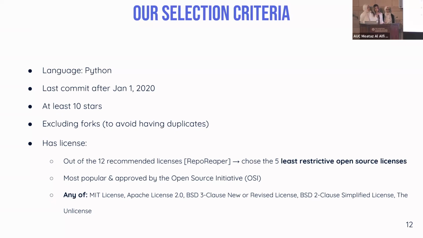So this is our selection criteria for the repos. First, all of our repositories use the Python language. They're all updated after Jan 1st, 2020 to avoid having any outdated APIs in the code. They have at least 10 stars. We excluded the forks to avoid having near duplicate code.